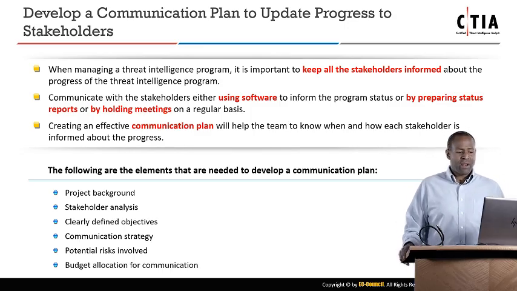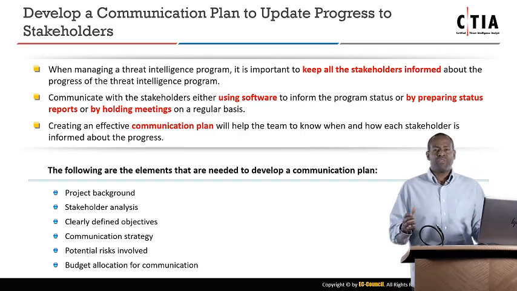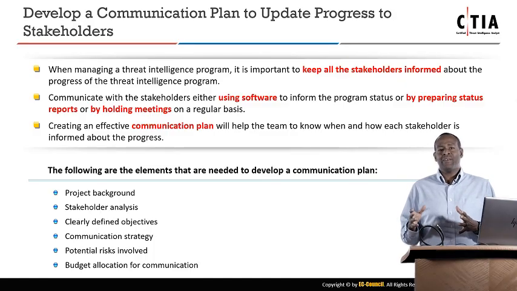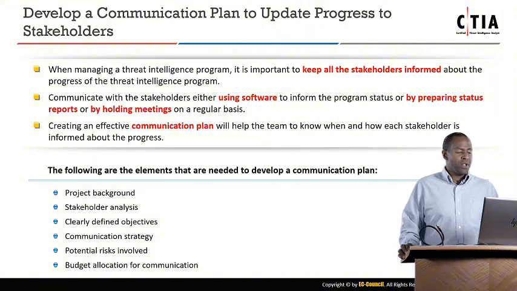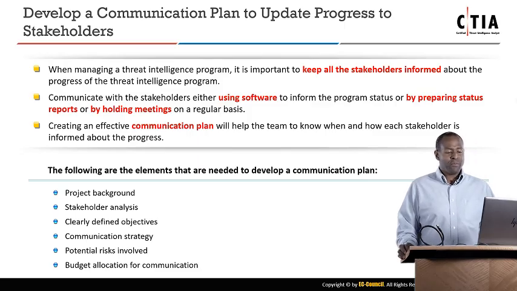So when we're talking about a threat intelligence program, it's important to keep all the stakeholders informed about the progress of the program. And by the way, this is both during the project plan and project implementation and immediately after, right? So we want to make sure that the program we've started and paid a lot of money for is up and running. Bullet point number 2, communicate with the stakeholders either using software to inform them of the program status or by preparing status reports and holding meetings on a regular basis.